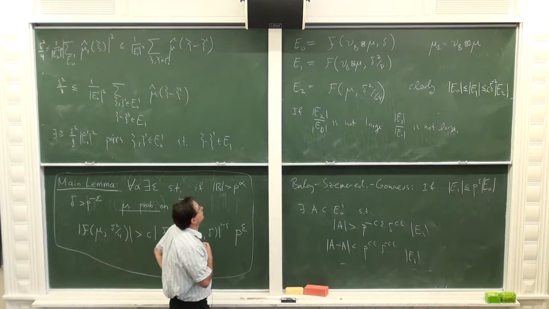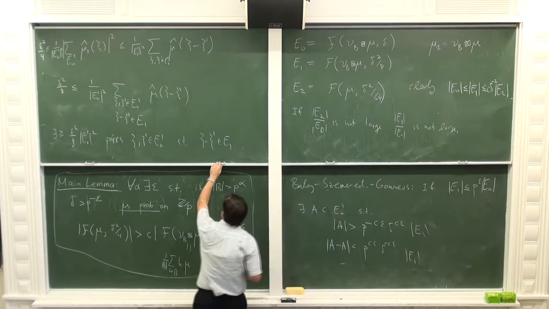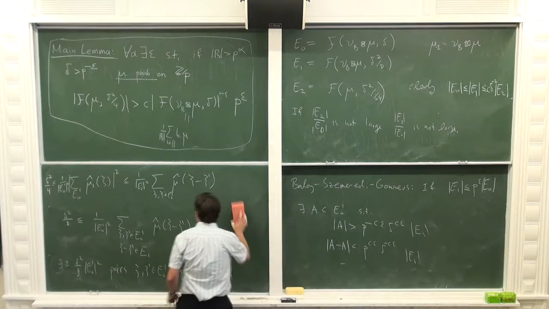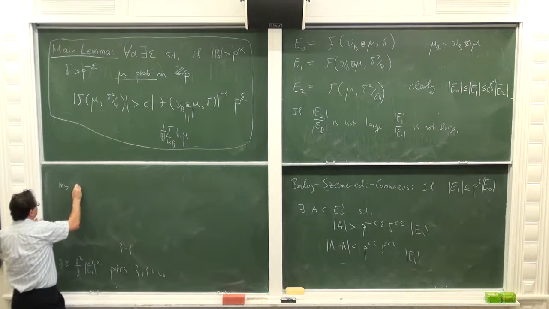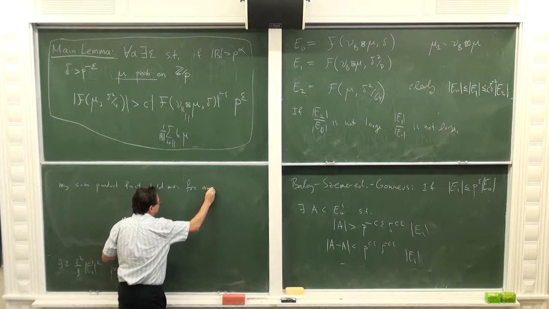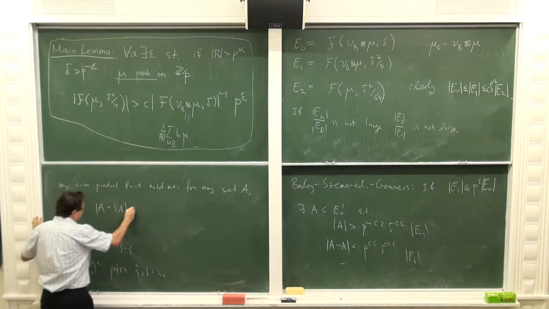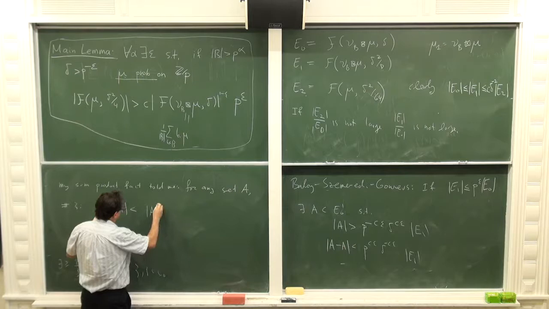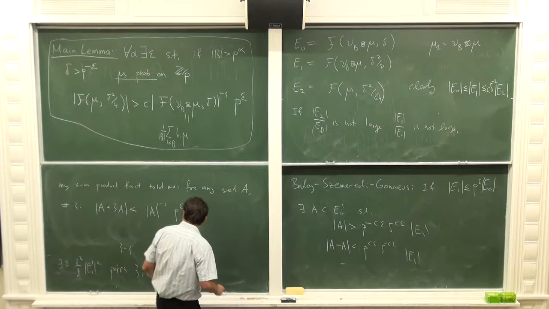Now my sum product fact told me that for any set A whatsoever, the number of xi such that A plus xiA is less than some kind of average between A and P, something which is essentially, if A is not too big, size of A times some power of P, is small.